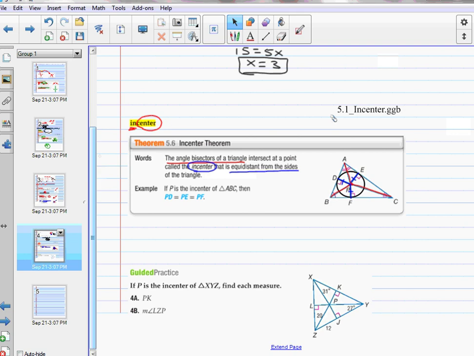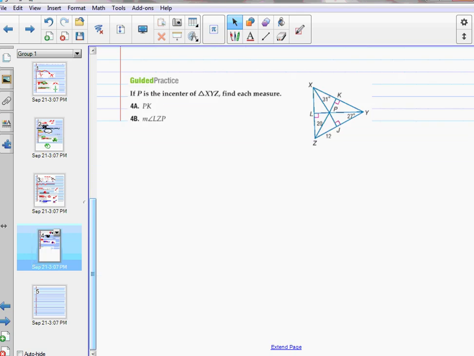All right. So let's see if we can remember some stuff about the incenter. P is the incenter. What does that mean? Point P is the incenter. But what does that tell us now? I can make a circle inside. That means KP what? Correct. There's the big deal for us. I know that this distance, this distance, this distance, they're all congruent.